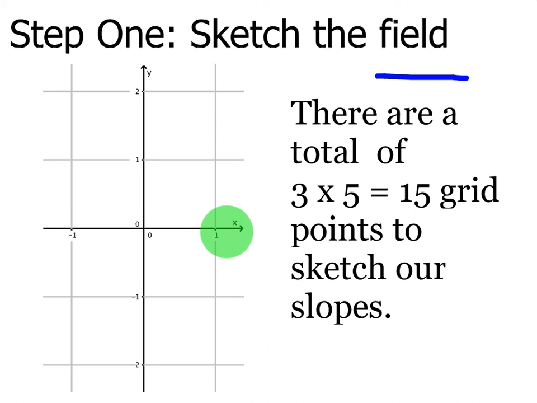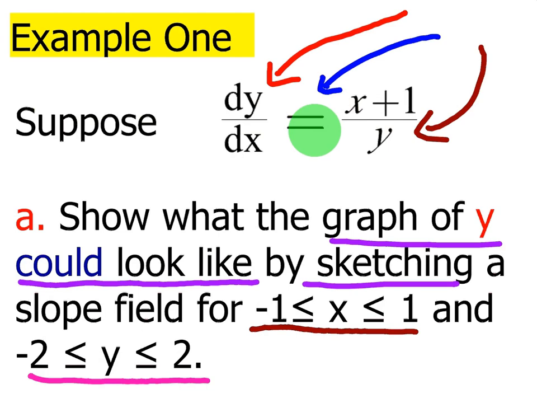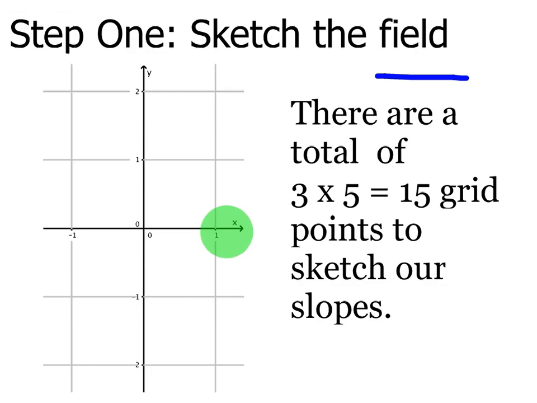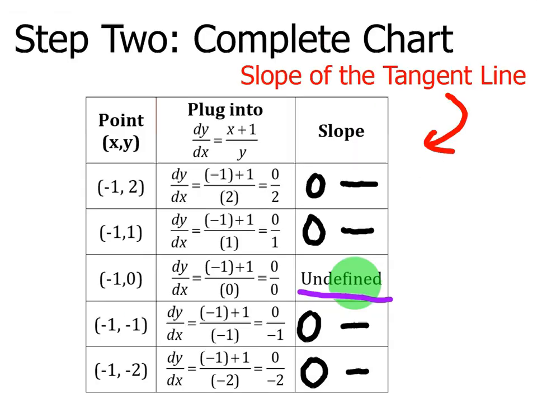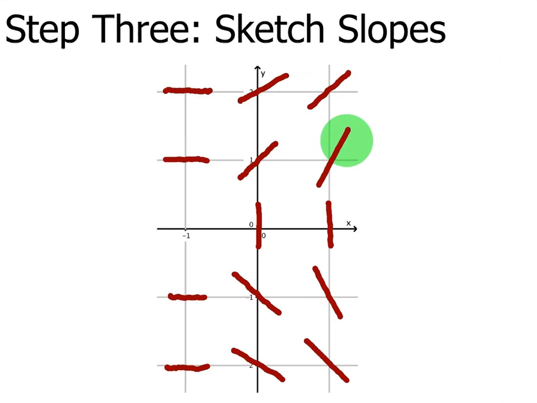So again, to recap our steps, you're given a differential equation. The first thing you want to do is sketch your field depending on how many grid points you have. Then you come up with your charts, figure out all your slopes, and finally you're going to sketch those slopes on your slope field.